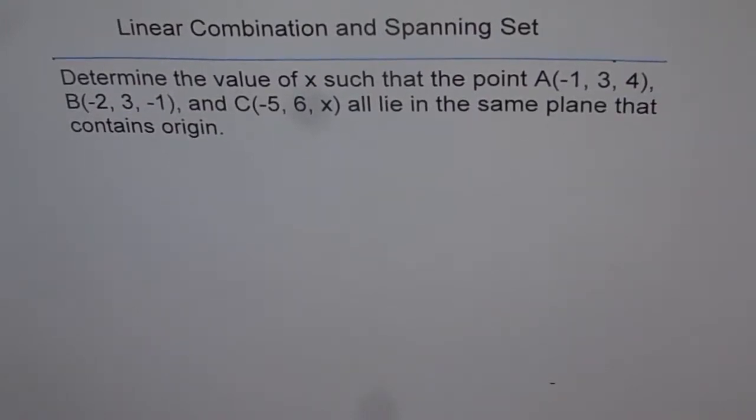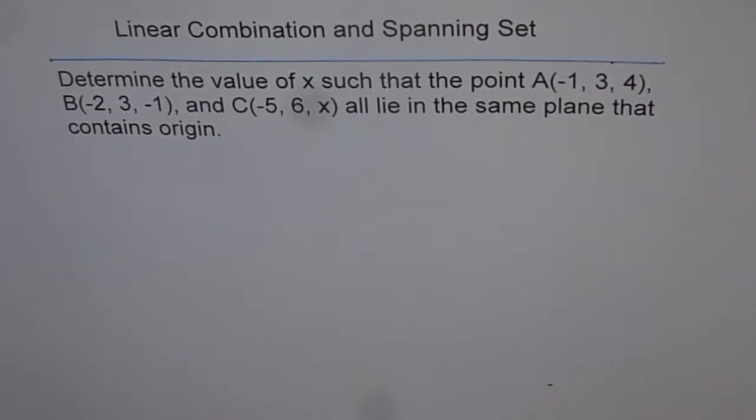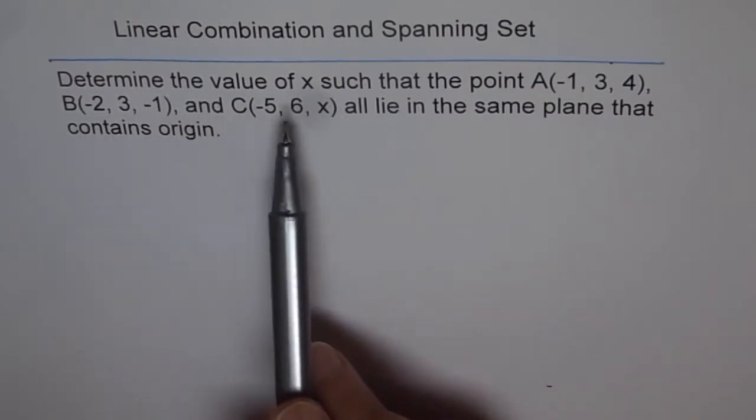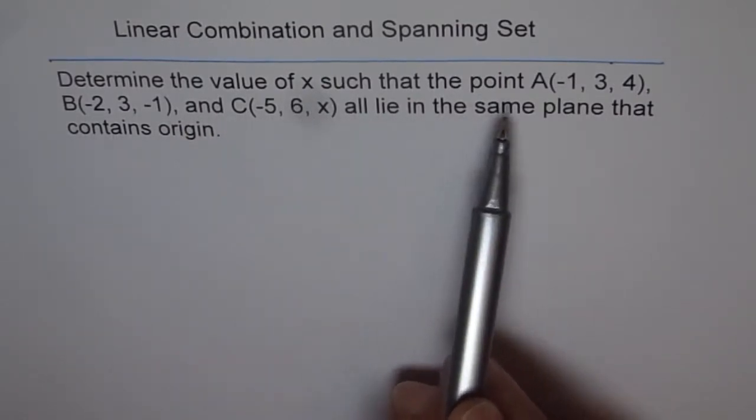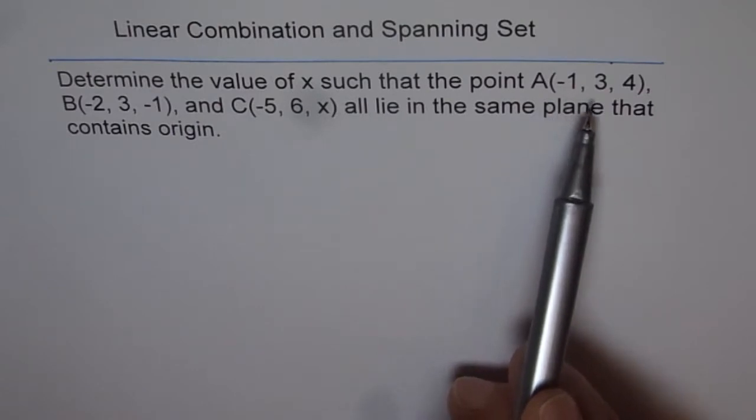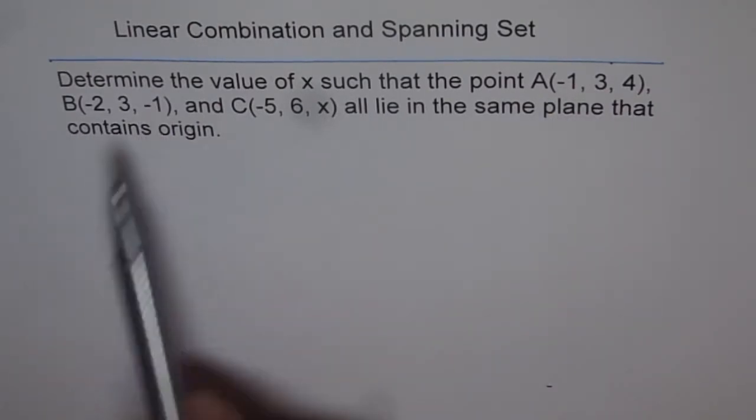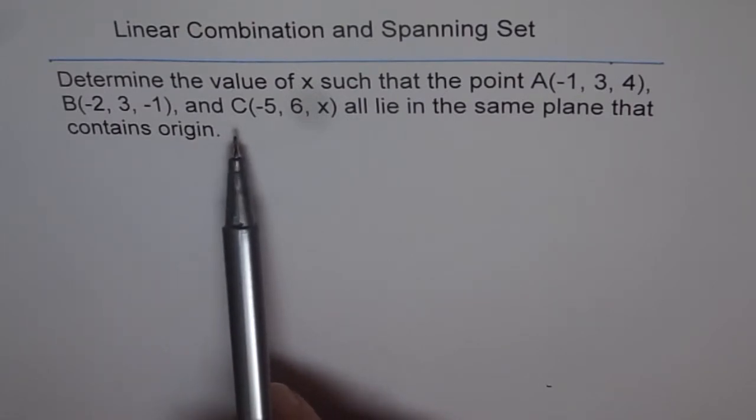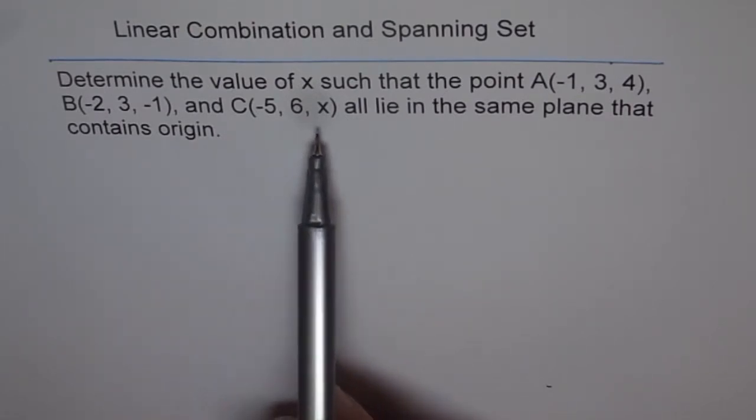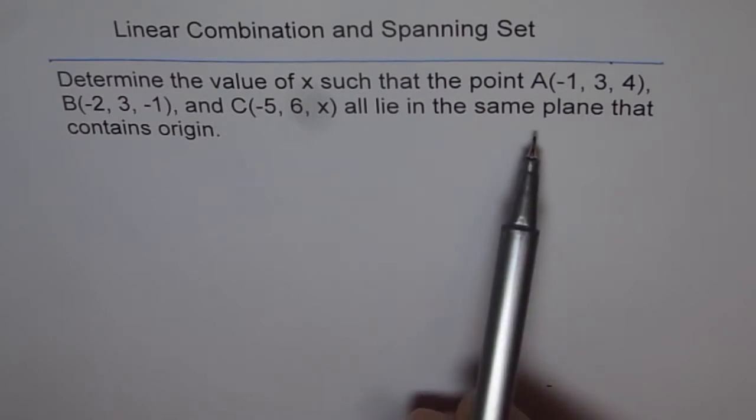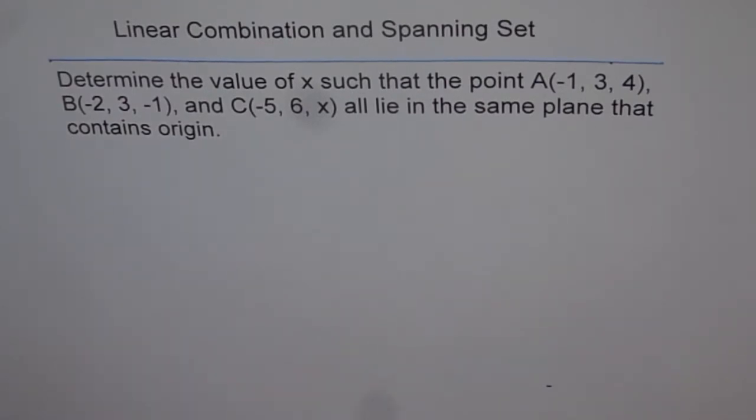Now let's try to understand a spanning set in R3. Here's a related question which I'll explain now. The question is: determine the value of x such that the points A (-1, 3, 4), B (-2, 3, -1), and C (-5, 6, x) all lie in the same plane that contains the origin. So this is the question before us.